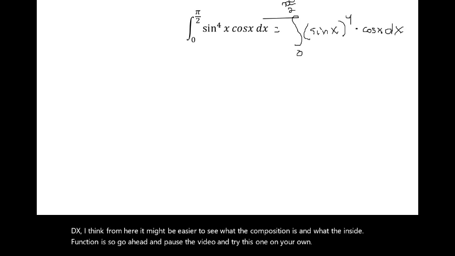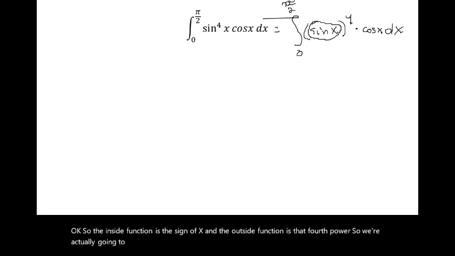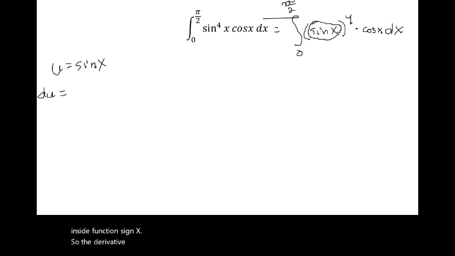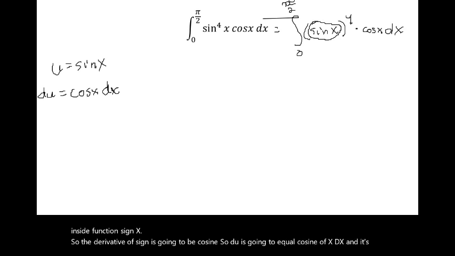Okay, so the inside function is the sine of x and the outside function is that fourth power. So we're actually going to integrate that outside function, which means we're going to let u equal the inside function sine x. So the derivative of sine is going to be cosine, so du is going to equal cosine of x dx. And it's a pretty straightforward substitution.